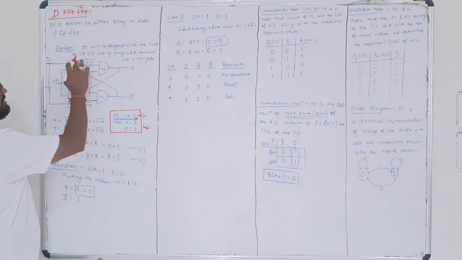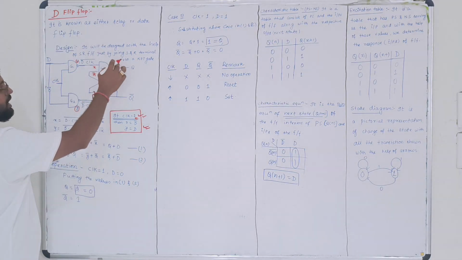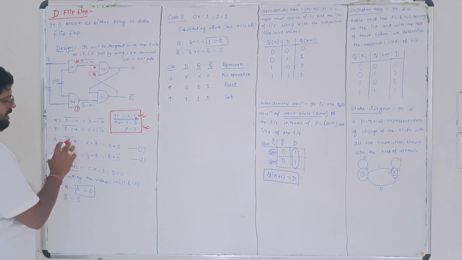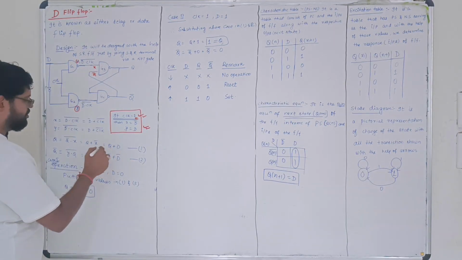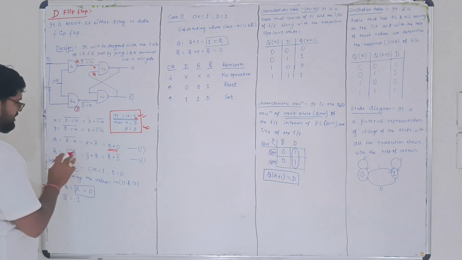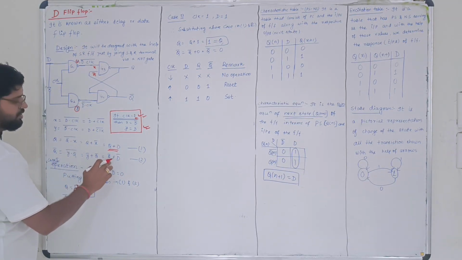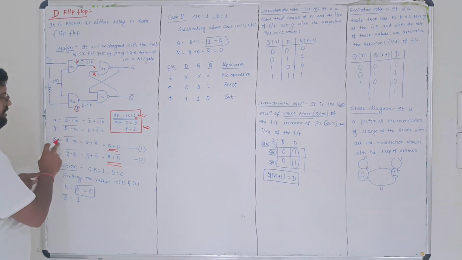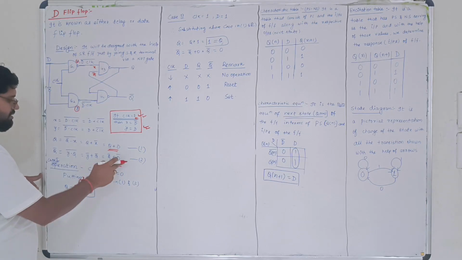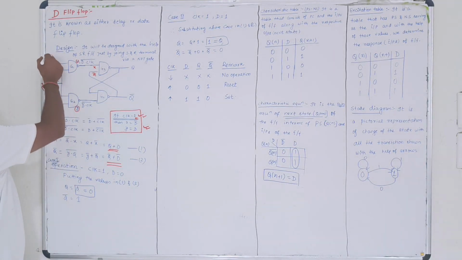For Q, you can see we are using an AND gate. Here it is X, here it is Q bar. So it is X dot Q bar whole bar. That is what I have written, Q bar dot X whole bar. Using De Morgan's theorem, we have got Q equals Q plus D. Similarly, Q bar will be Y dot Q whole bar, that is Y bar plus Q bar, that is nothing but Q bar plus D bar. So the final expressions we obtain are Q equals Q plus D, Q bar equals Q bar plus D bar.